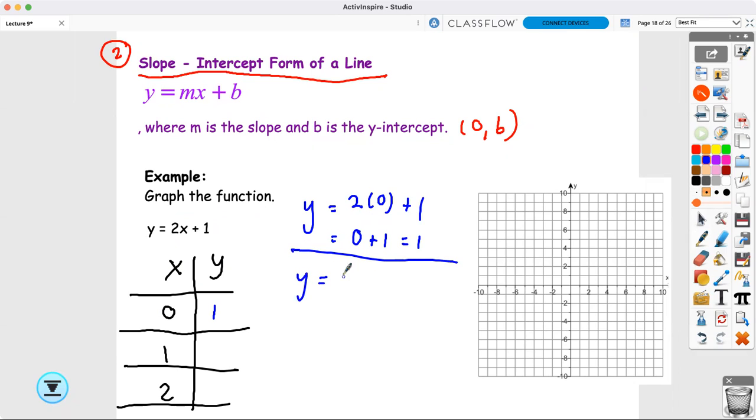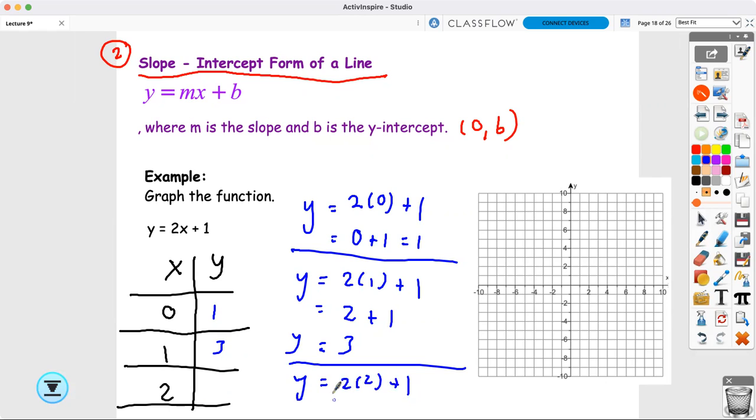We're going to plug in the next one: y equals 2(1) plus 1. 2 times 1 is 2, plus 1 is equal to 3. So that's the second one. Then the last one is y equals 2(2) plus 1. 2 times 2 is 4, plus 1 is 5. So now we have 3 points. Go ahead and graph them. (0, 1) is right here. (1, 3) is right there. And (2, 5) is right here. Then we're going to connect them, draw the line through the entire graph, and then draw your arrows.